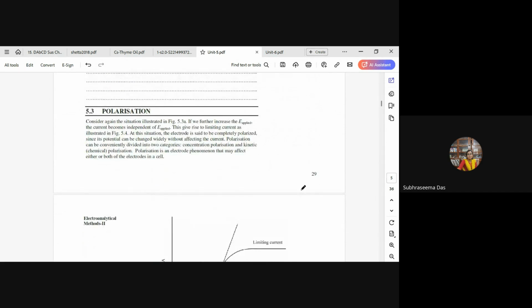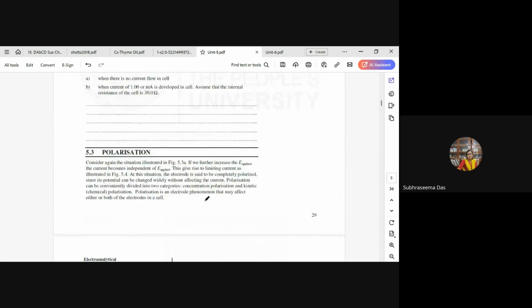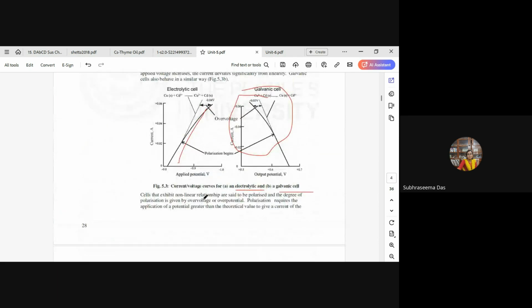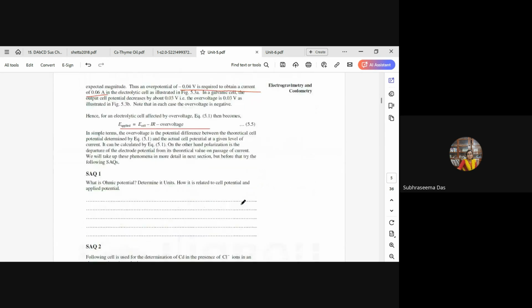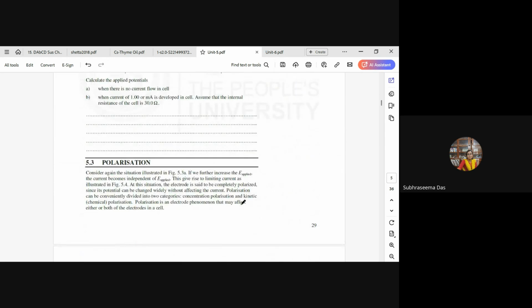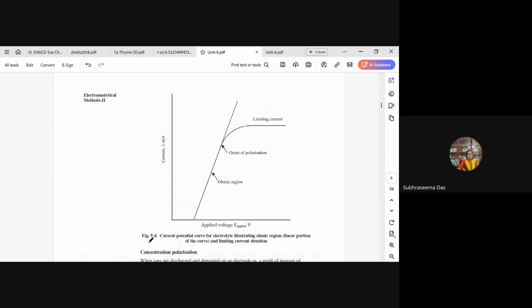Then comes polarization. Here we will again consider the situation in figure 5.3a. This is an IE curve for a small change in current value. We see the current varies linearly with the potential. Now if we increase the E applied, then after one point the current becomes independent of the E applied. This gives rise to the case of the limiting current, shown in figure 5.4.